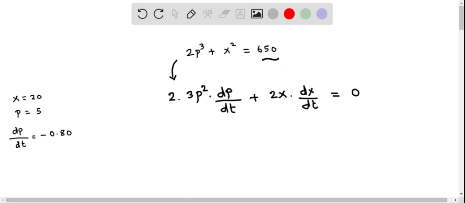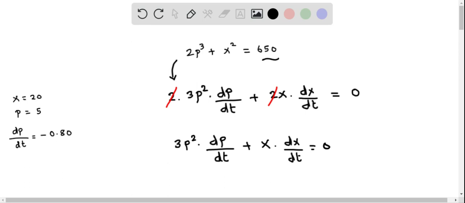We see that we have the common factor 2 in all the terms. So you can just divide all the terms by 2, and when we do that, this gets cancelled. So we can rewrite this equation as 3p squared times dp by dt plus x times dx by dt, and this equals 0.